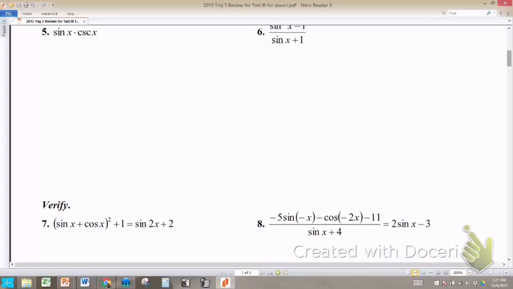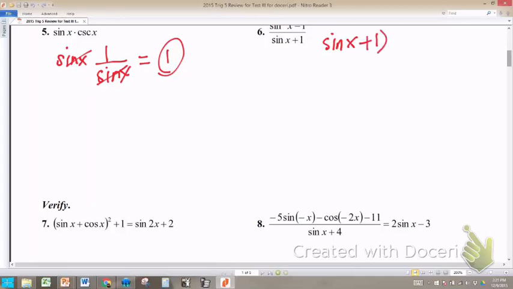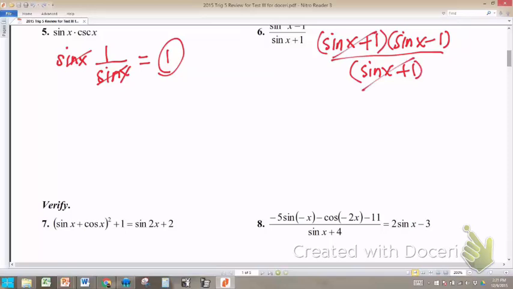Simplifying, we have the sine of x times cosecant, which is 1 over sine of x, and these cancel, and that's 1. Number 6, sine squared of x minus 1 is a difference of squares, so that's sine x plus 1, sine x minus 1, all over sine of x plus 1. These cancel, and the answer is sine of x minus 1.